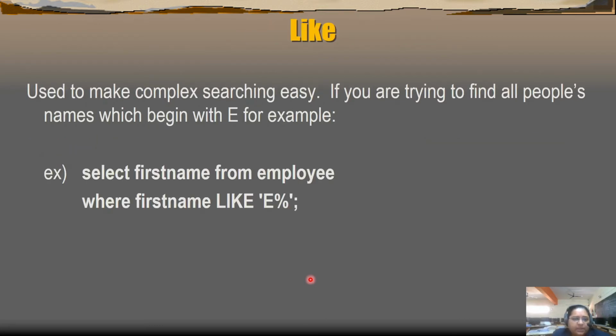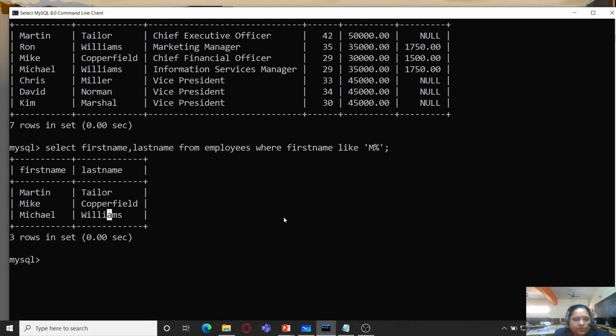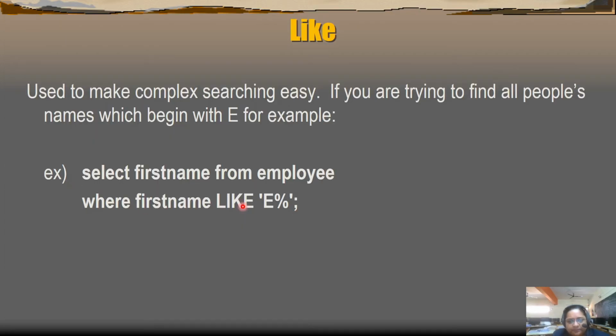Next, in the same way, it is used to make complex searching easy. If you are trying to find all people's names which begin with capital E, for example, you can write this query over here where first name like E percentage. Let's try to apply this on the table. Select asterisk from employees where first name like E percentage. There is nothing starting with capital E, so you get an empty set in that case.